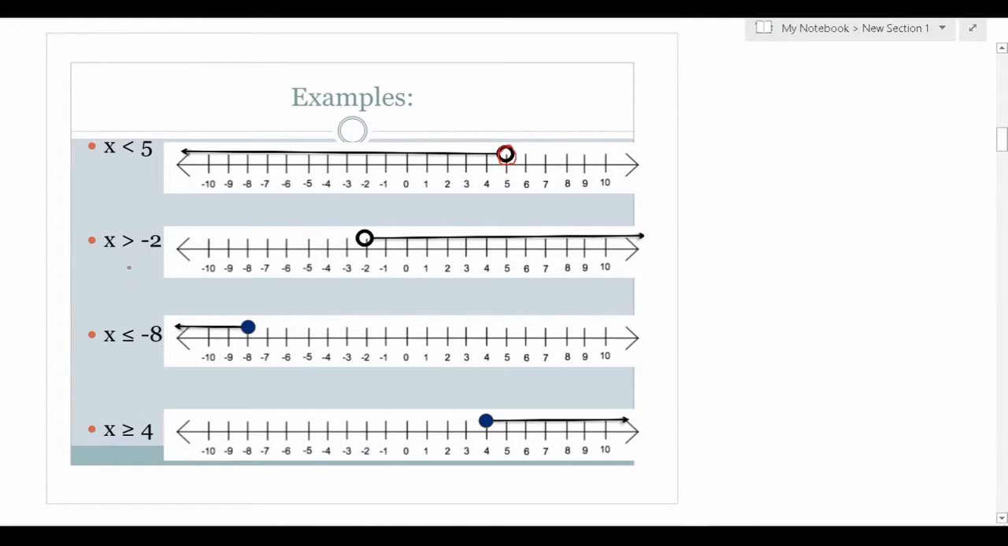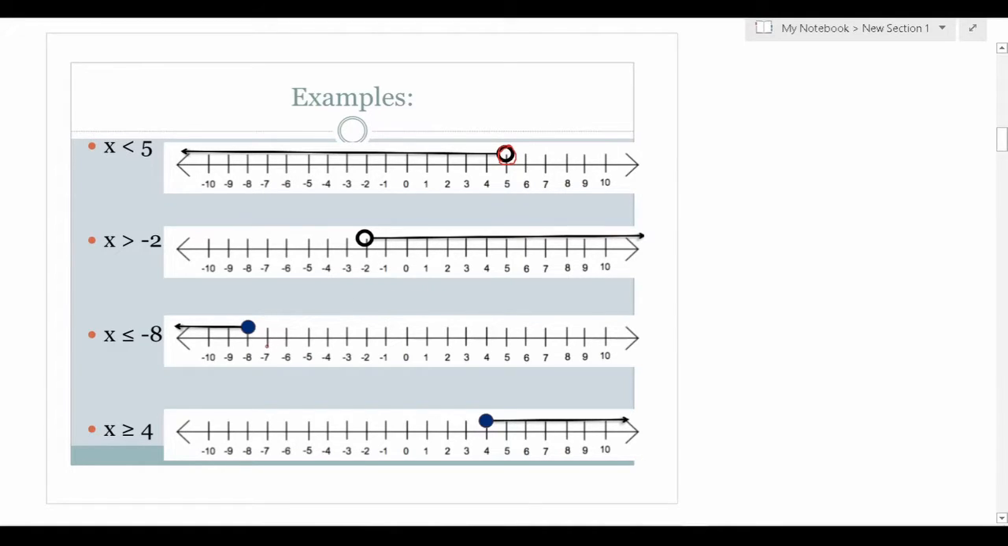For this one, we have x greater than negative 2. So the first thing we're going to do is go to negative 2 on our number line, place an open circle above it, and then draw an arrow going to the right, implying that all these values under this line are greater than negative 2. And as we can see, they are. Negative 1 is greater than negative 2, 0 is greater than negative 2, and so on and so forth.